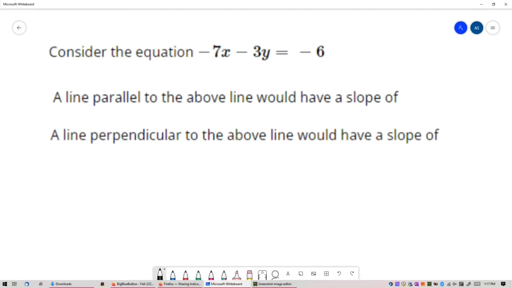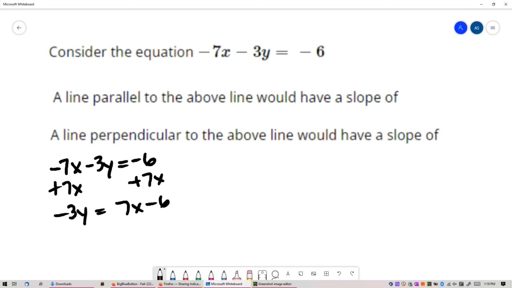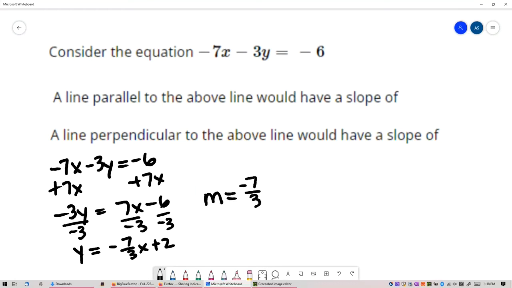So we're going to start by identifying the slope of the given line. Negative 7x minus 3y equals negative 6. I'm going to solve for y by adding 7x. That's negative 3y equals 7x minus 6. We'll divide by negative 3. And y is equal to negative 7 over 3 x plus 2. Now that this is written in slope-intercept form, we can see that the slope is negative 7 over 3.